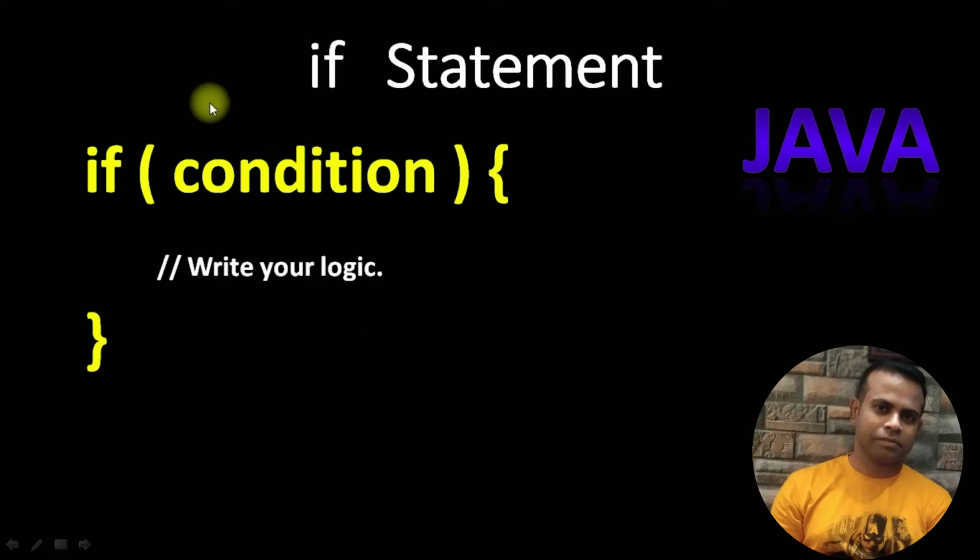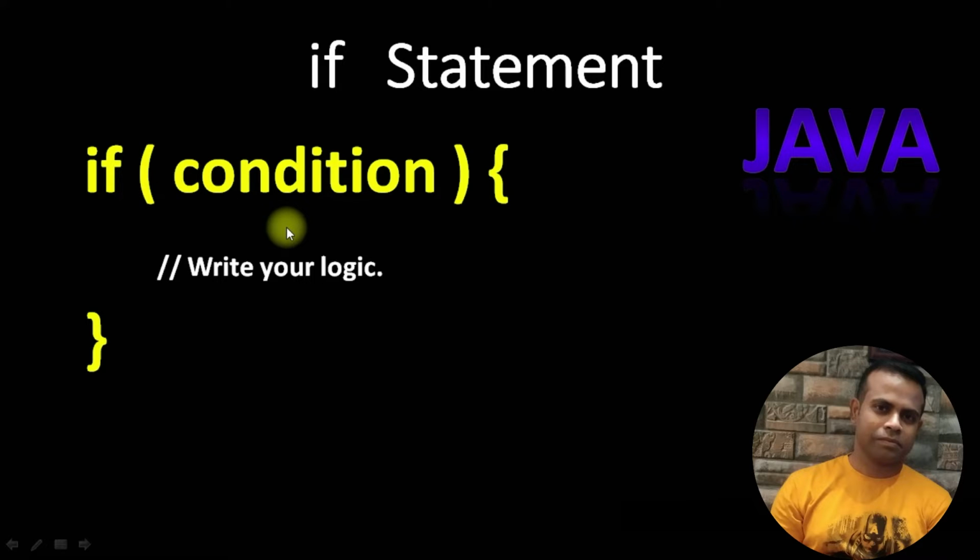Now the if statement looks like this. So first our if statement, then under the first bracket our conditions, then the second bracket starts and ends, and under this second bracket, under this block we have to write our logic, where conditions can be anything. Let's say we want to check if a number is positive or not. So how can we write that?